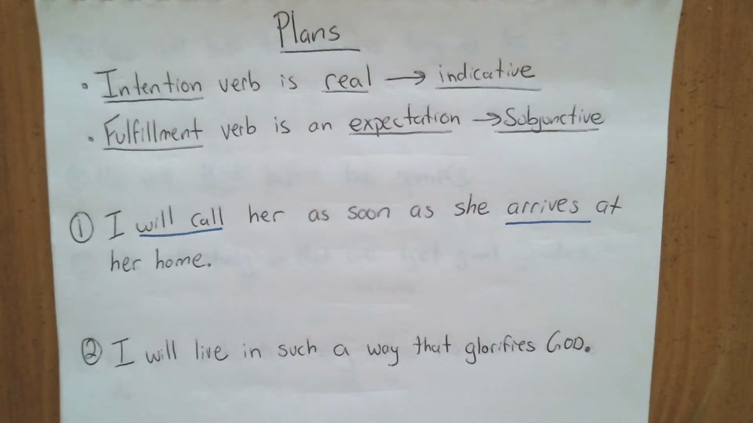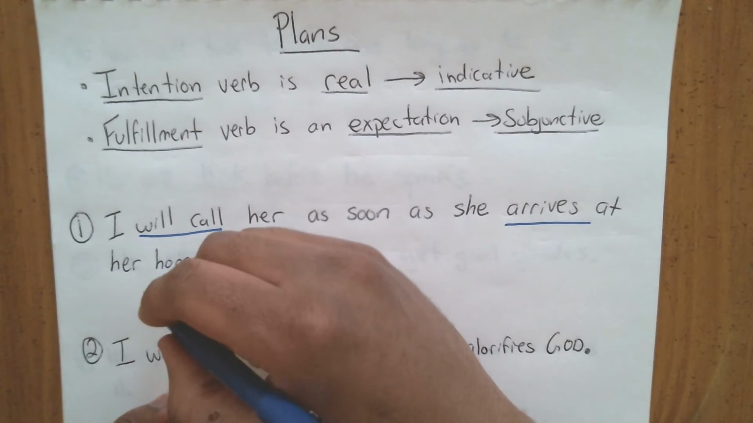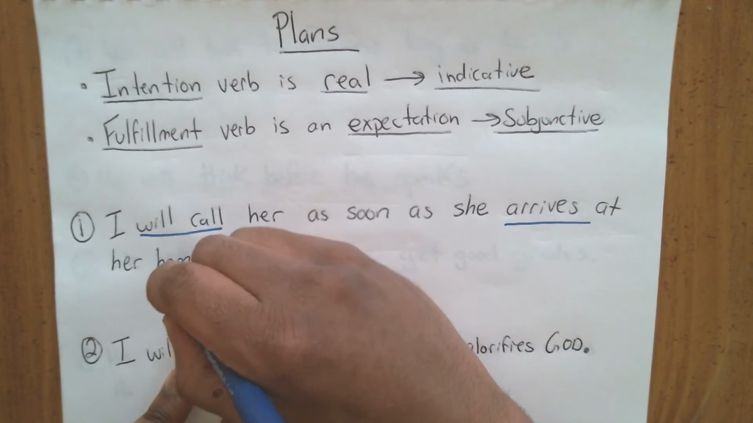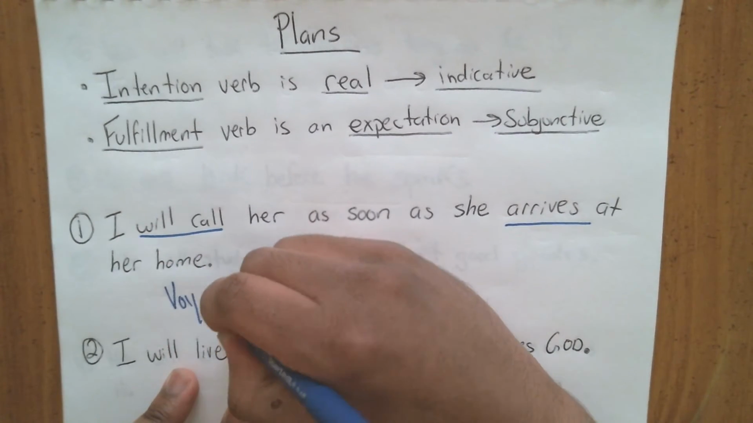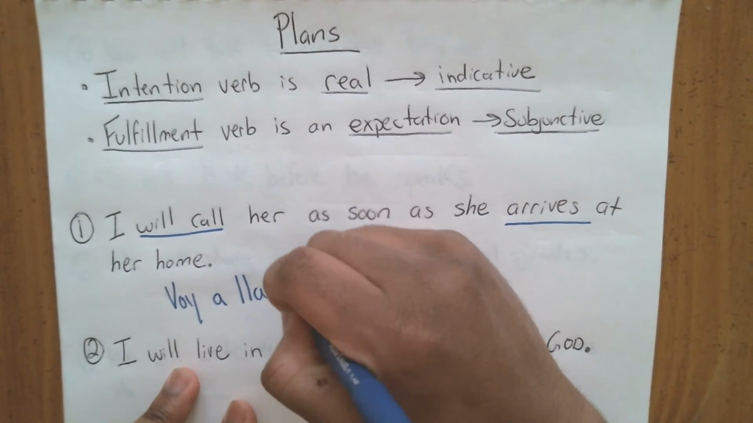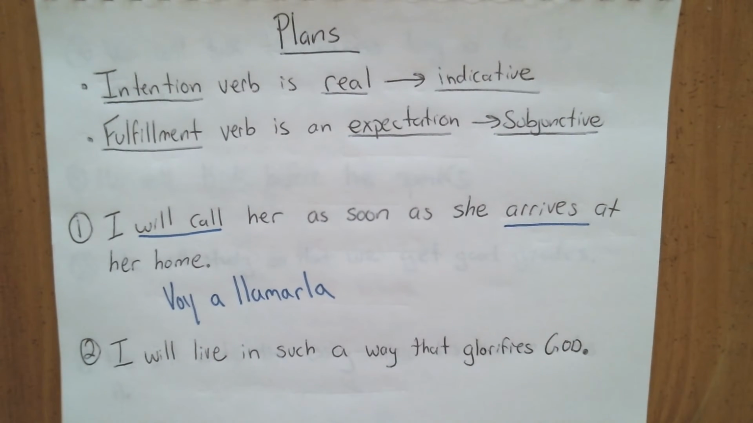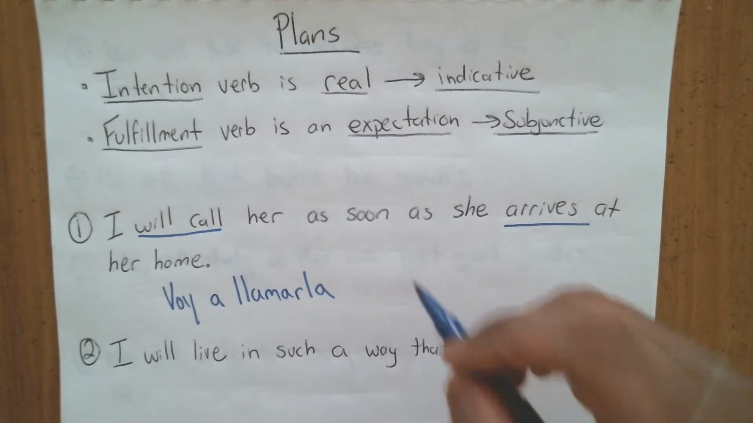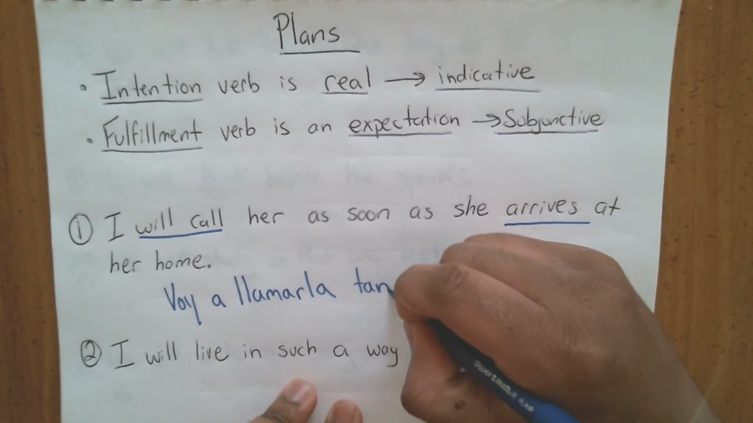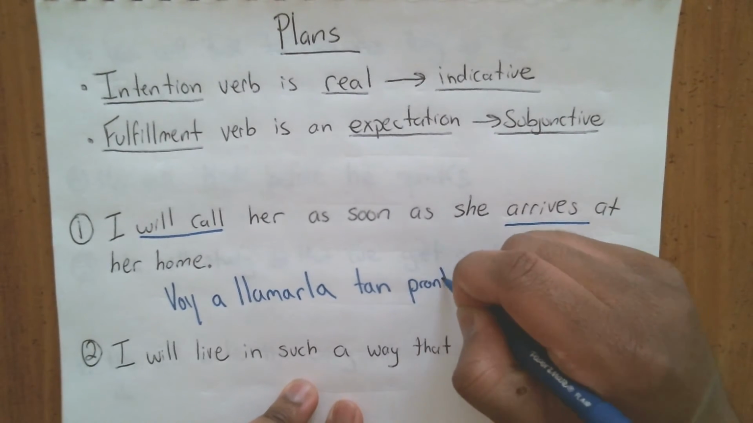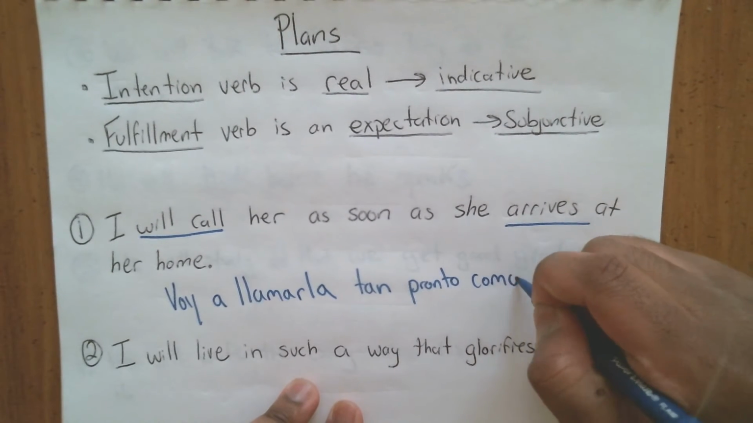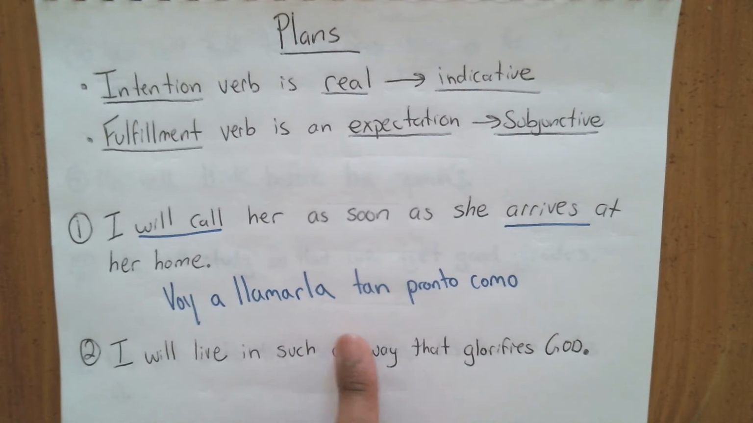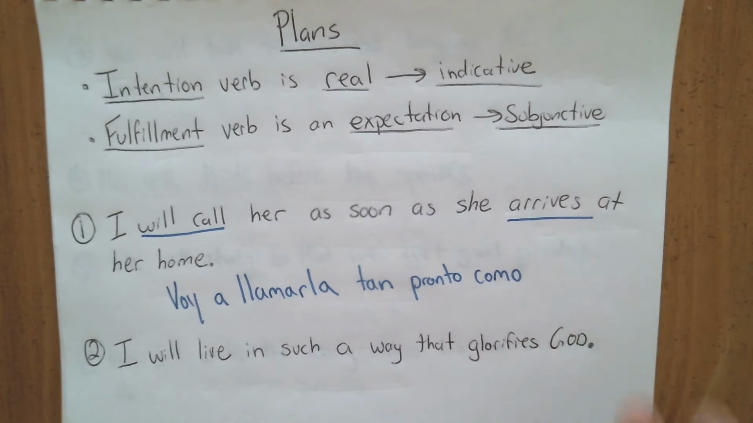Now, I really will call her. That's a fact. I'm stating what I really am going to do. I really will call her. So that part is going to be in the indicative. That would just be voy a llamarla, the la being the direct object meaning her. As soon as, tan pronto como. I will call her as soon as she arrives at her home.